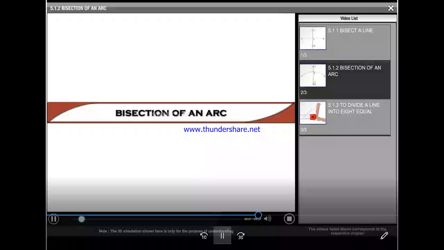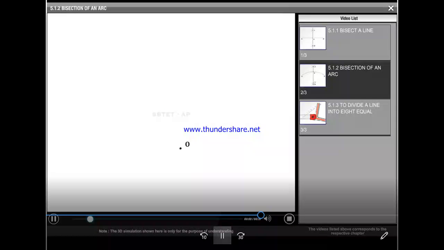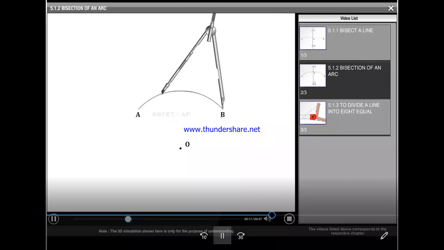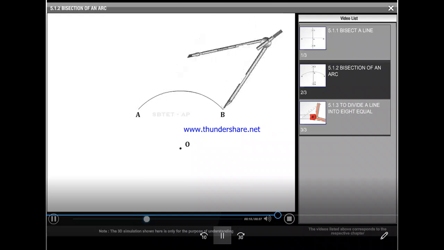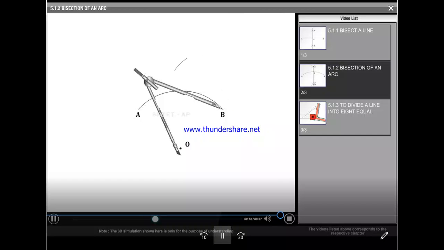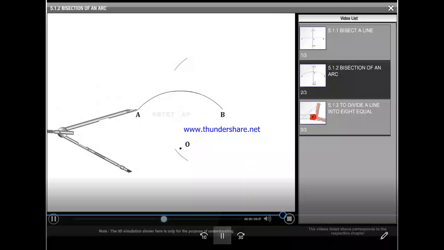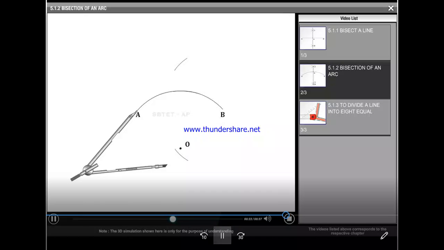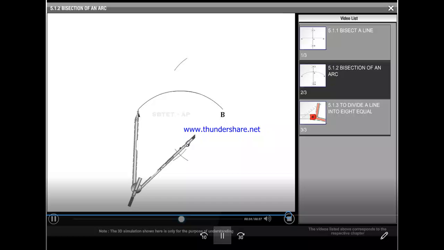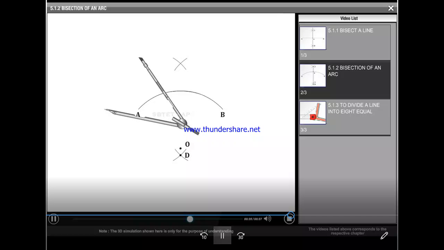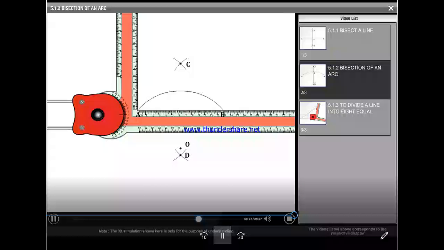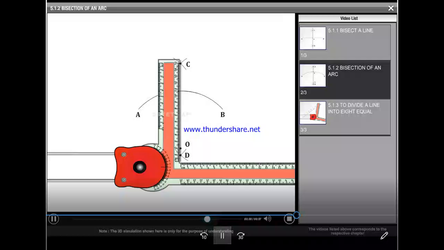Bisection of an arc. Draw an arc AB with radius more than half of AB and with center B. Cut two arcs, one above and one below. Now with the same radius and with A as center, intercept the previously drawn arcs and get C and D. Join CD so as to bisect the arc.